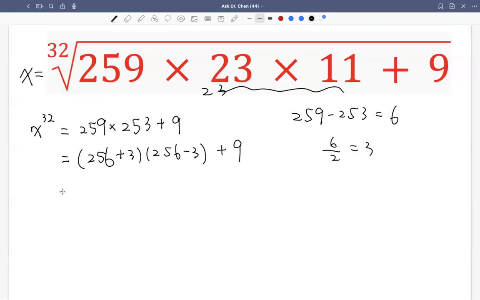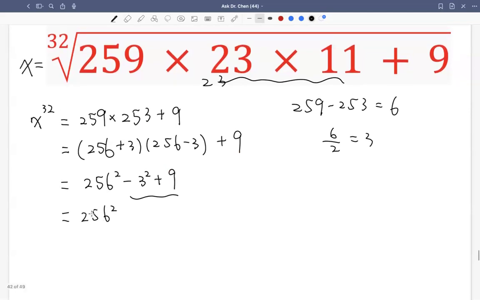But by doing so, we get a difference of two squares. We get 256 squared minus 3 squared, that's minus 9. Minus 9 plus 9 gives us 0. So we'll get 256 squared. And 256 is 2 raised to 8, so 256 is 2 raised to 8, then again raised to 2. So we can write this as 2 raised to 16.